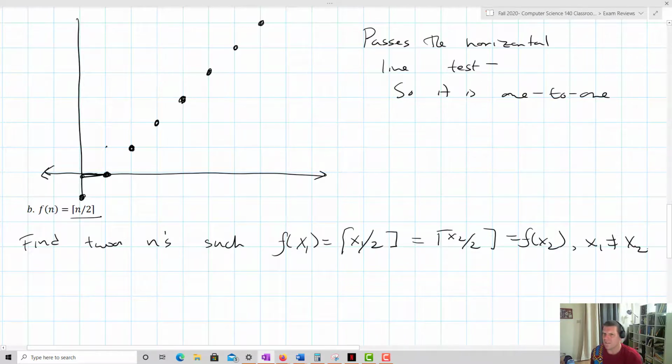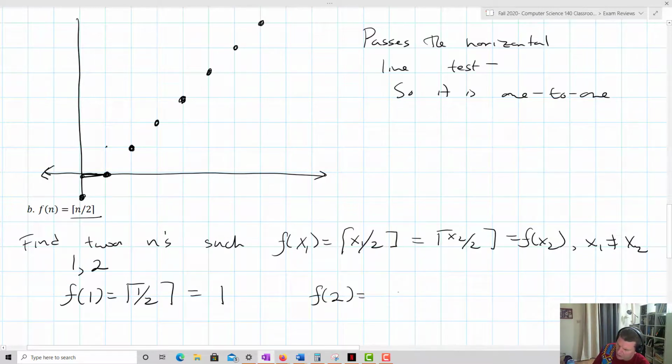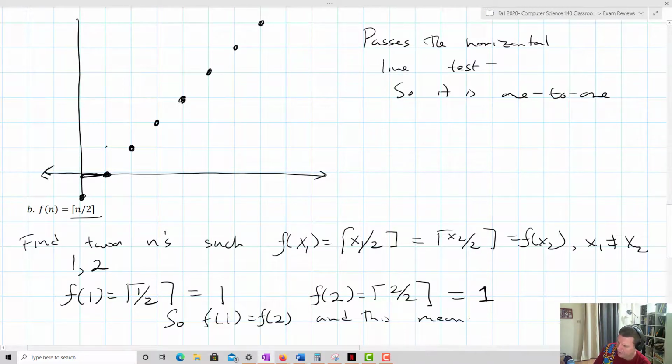So this is a ceiling function. What I'm going to do is choose two numbers, for example 1 and 2. f of 1 is the ceiling of 1 over 2, which equals 1. Then f of 2 is the ceiling of 2 over 2, which also equals 1. So f of 1 equals f of 2, and this means f is not 1 to 1.